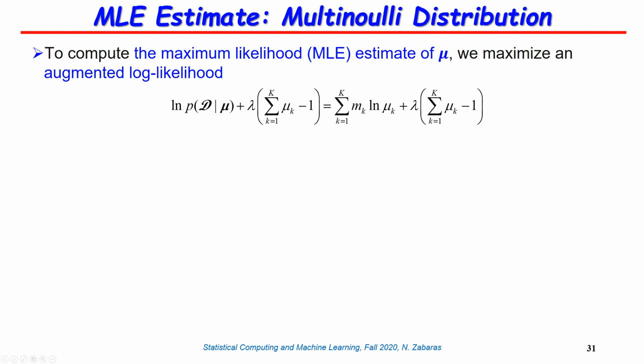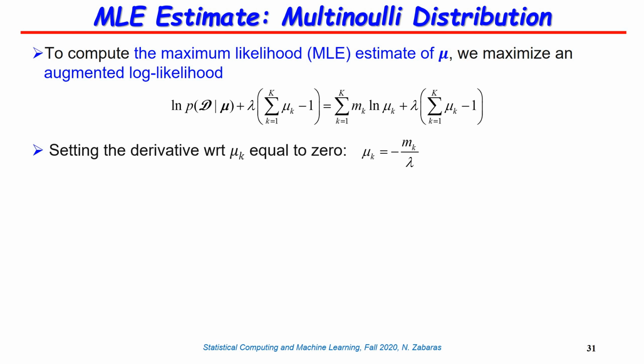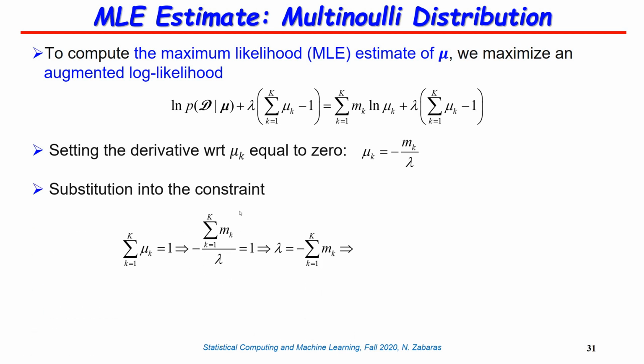When you do this algebra, the calculations are given on this slide, so I'm not going to go line by line. If you take derivatives with respect to mu k, you get this equation, which is not of any use because it involves this unknown lambda. So you can take this equation and put it inside the constraint, which is that the sum of all the mu k's has to be equal to 1. Then with simple algebra, you can immediately see that lambda is minus the sum of the mk's, the sufficient statistics.